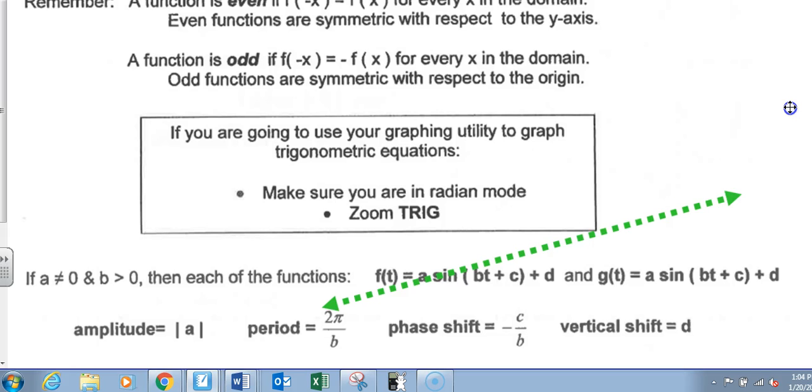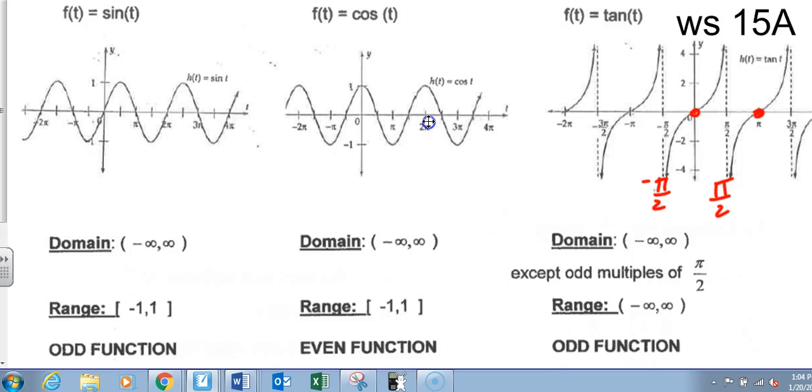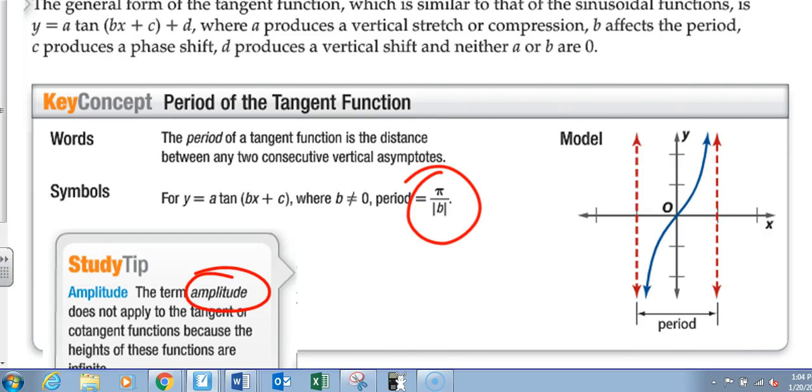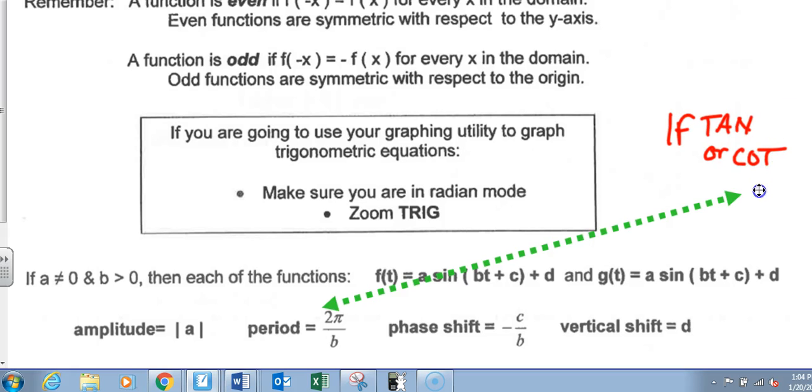All right, in the middle of that worksheet 15, side A, it says this. I just want you to make sure you know that if the graph is tangent or cotangent, is the period 2 pi over b anymore? What did this slide say a second ago right here? It's just pi over b. So if you had a tangent or a cotangent graph, it's pi over b. Otherwise, that little section is not anything new, right?